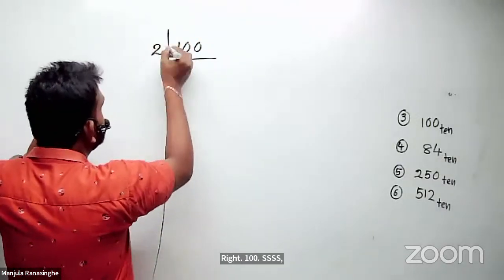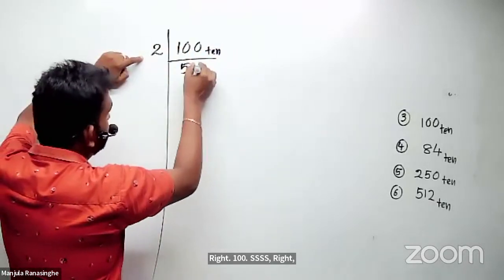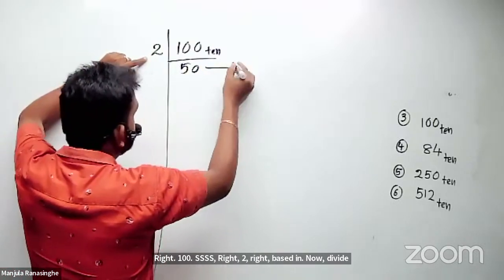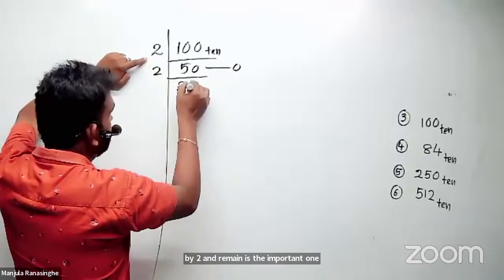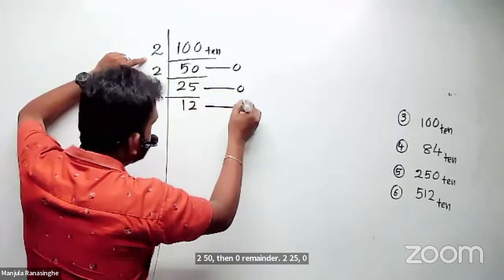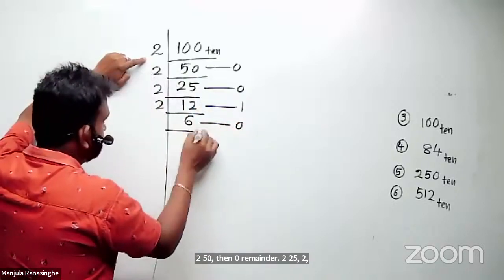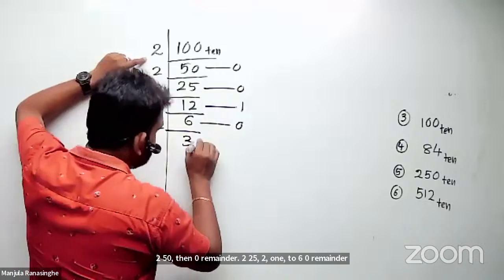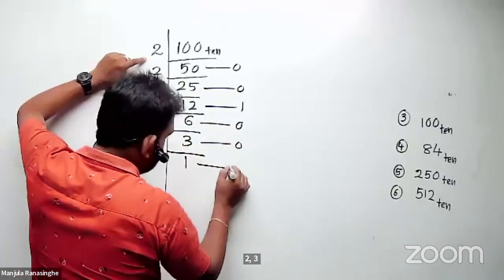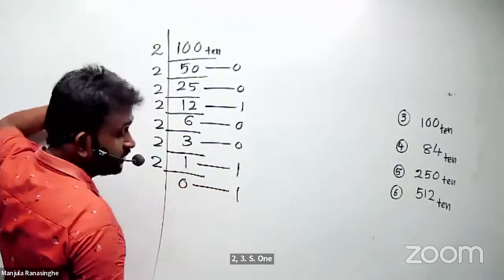Right, base 10. Now divide by 2 and the remainder is the important one. 250, then 0 remainder. 225, 0 remainder. 212, 1 remainder. 26, 0 remainder. 23, 0 remainder. 21, 1 remainder. 20, 1 remainder.